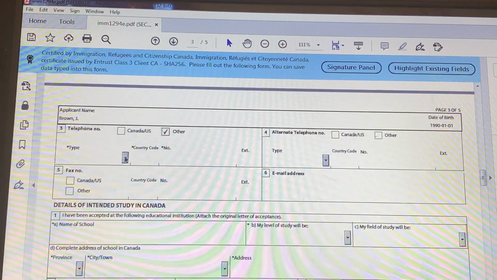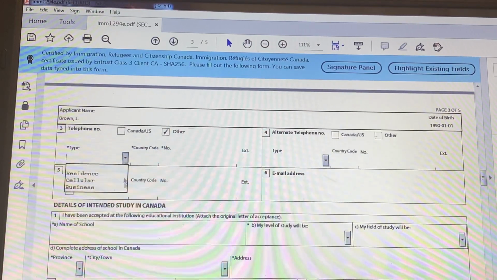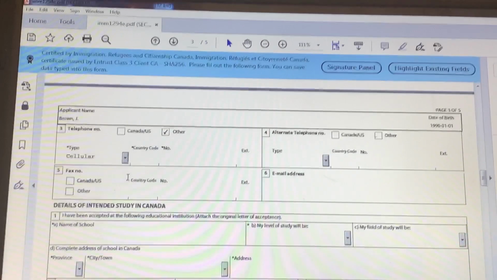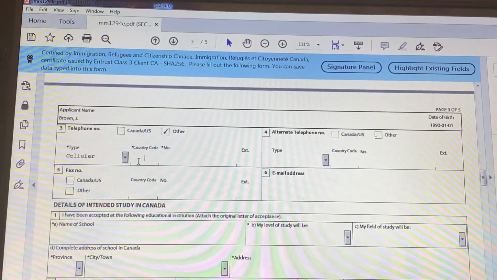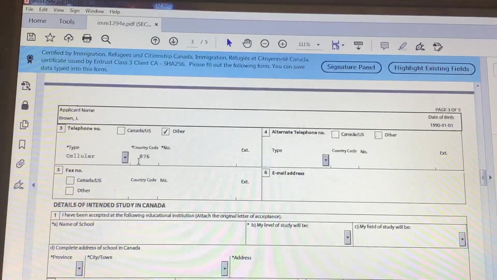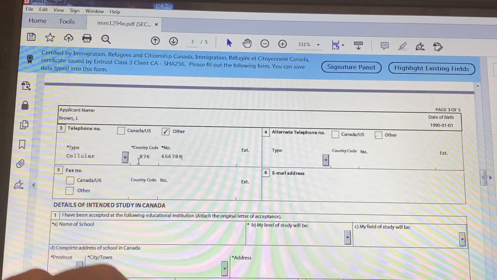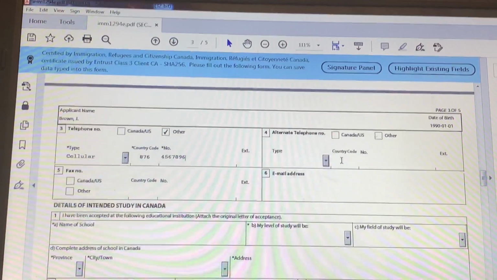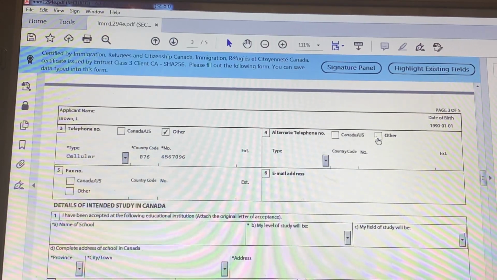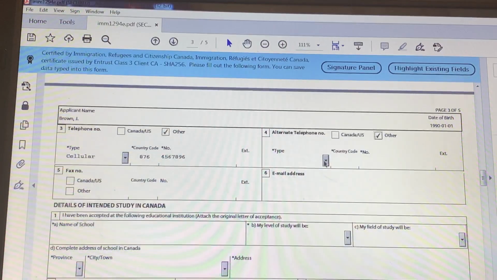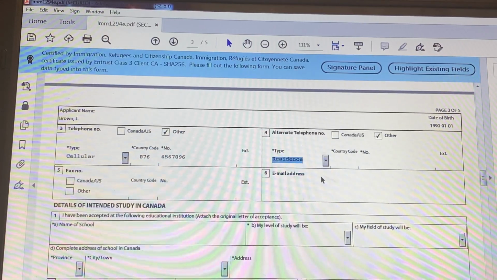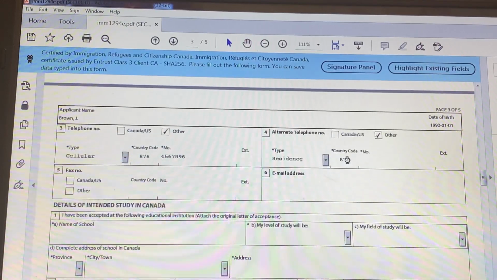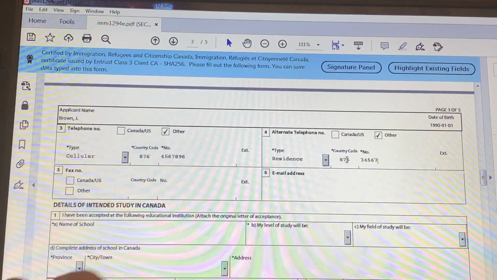Of course, telephone number, is it gonna be a resident, cellular, or business? Let's use a cell phone. Most persons have a cell phone, and you put the area code, and then just say 7 digits. Okay, guys, if you want to put an alternative phone number, say for example you have a landline that you want to use, you can also do that as well. Just make sure that you're selecting the country being other right here, and not Canada or US, and then you select residence, and then you can put the same thing again, and whatever number you choose.